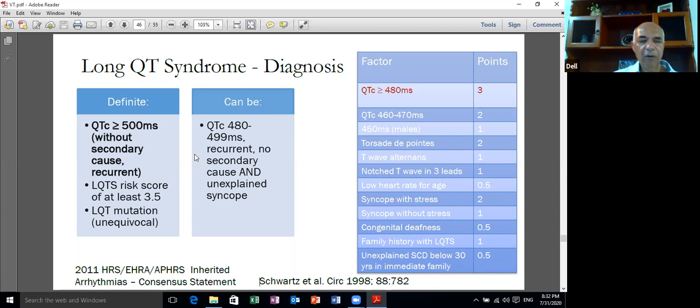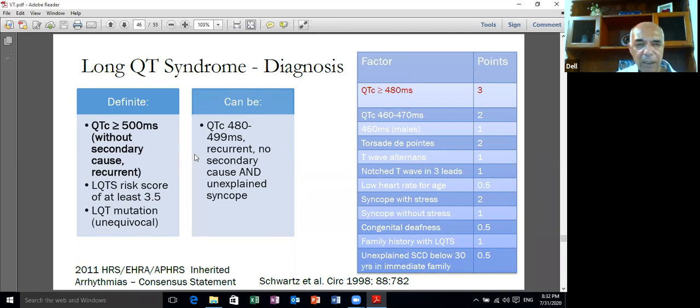There are other formulas, but forget about them. This is the Bazett formula, which is applicable in most of the studies. If the QTc is more than 500 milliseconds without secondary causes, or if you are confused and you use the Schwartz criteria on the right side of the screen, which usually include various degrees of QT prolongation, T wave alternans, notched T wave, syncope of arrhythmogenic origin, and family history, which is a real hazard in this situation, or if you have an unequivocal QT gene mutation, then this is a definite diagnosis of long QT.